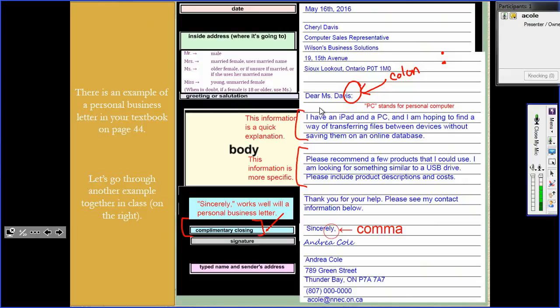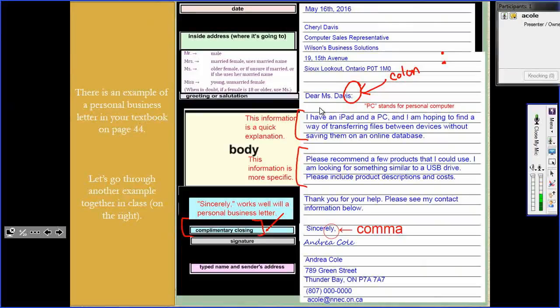If you address it to a Mr. somebody, then you're addressing it to a male, any male. And if you're addressing it to Mrs., that means that you have a married female that uses her married name. And if you're talking about Ms., then it could be an older female, or if you're unsure if the female's married, you'd say Ms. Or if you're unsure if she uses her married name, right?